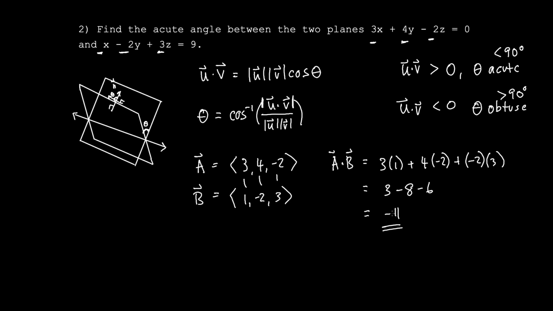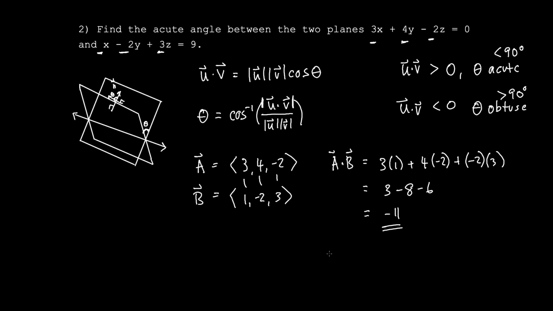Now, negative 11 is a negative number, which means that the angle between the normal vectors is obtuse. However, we don't want to find an obtuse angle between the two planes. We want to find the acute angle. So that is why the absolute value signs on the equation are really important, as they will give us the acute angle and not the obtuse angle.